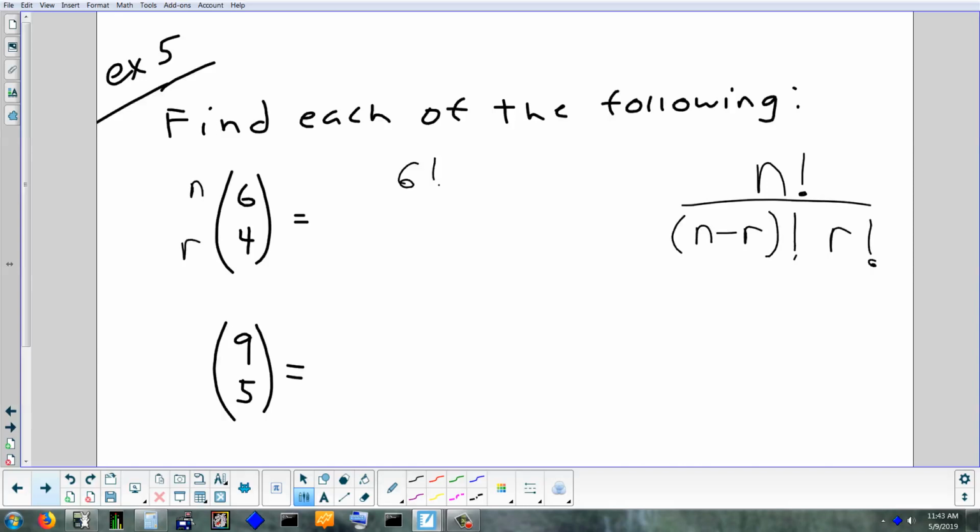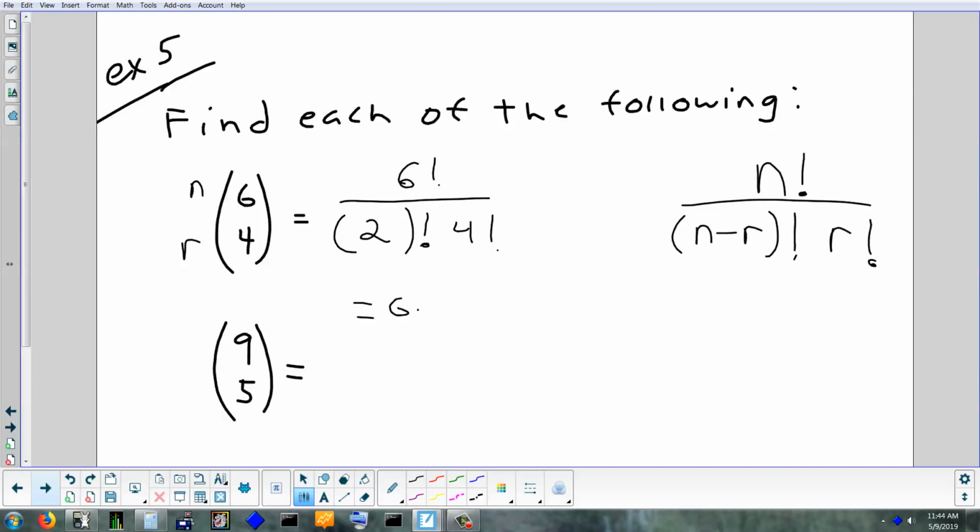6 factorial over (n minus r) factorial. What's 6 minus 4? 2 factorial times 4 factorial. Now, what I would do is just expand this out, because anytime you do a problem like this with factorials, the answer is never a decimal. Think of Pascal's triangle. There's no decimals anywhere. So every number in the bottom should cancel out with every number in the top.